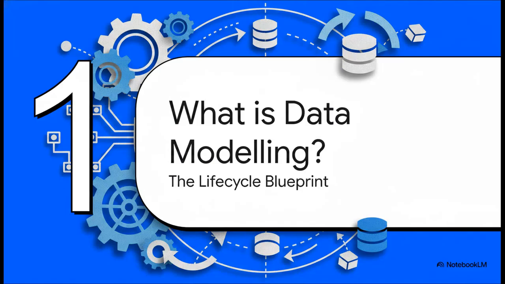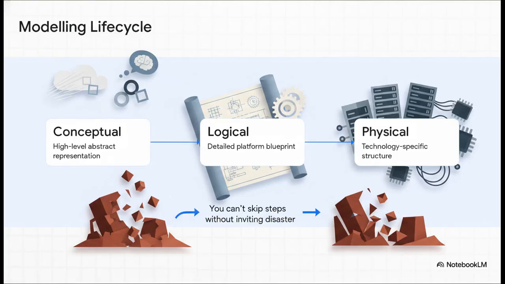Okay, starting with Section 1, what is data modeling? The life cycle blueprint. Data models are essentially broken down into 3 distinct sequential steps, and they build up from abstract ideas to concrete structures. Step 1 is the conceptual phase. That's your high-level abstract representation. Step 2 is the logical phase, your detailed blueprint. And Step 3 is the physical phase, the actual technology-specific structure. Now, you absolutely cannot skip these steps without inviting total disaster, and you'll see exactly why in a minute.